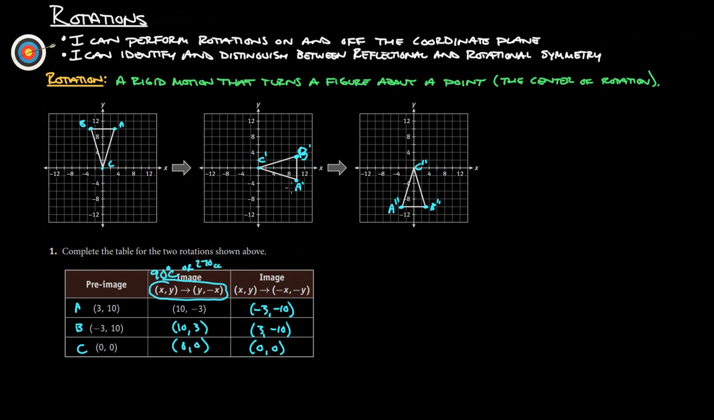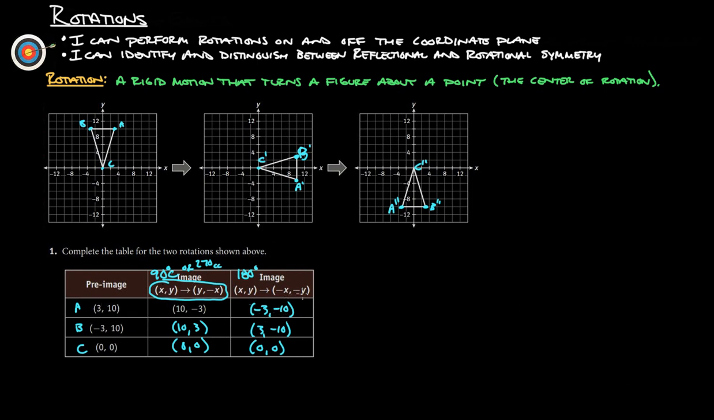Okay, it would be the same for this one. All right, so then the image here, this one's rotating 180 degrees, so this is 180 degrees. And if you'll notice here, we started at (3, 10), and now it's (-3, -10).